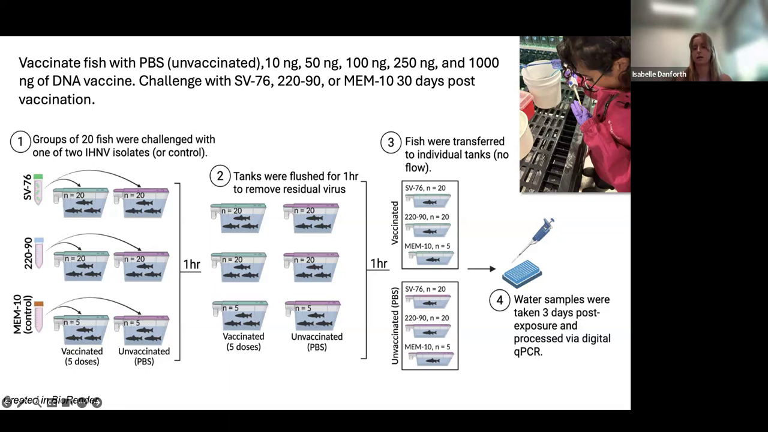and then transferred them to individual tanks where we took water samples on day 3 and then again quantified those with the digital qPCR assay. And I also want to note that in the case of SV76, we actually only had 3 vaccine doses that were used. So we had PBS, 50, and 250. And in the case of 22090, we had all 6 doses that were used.